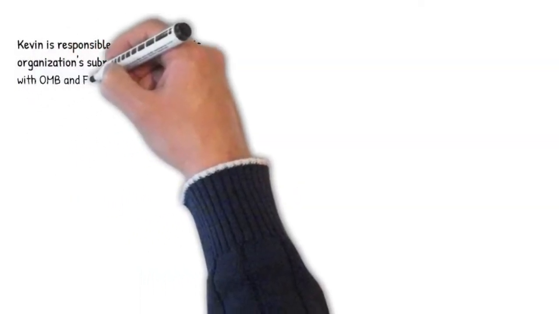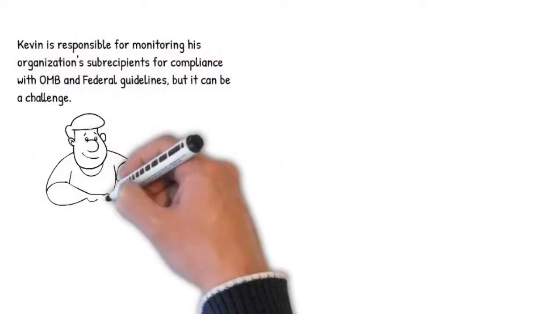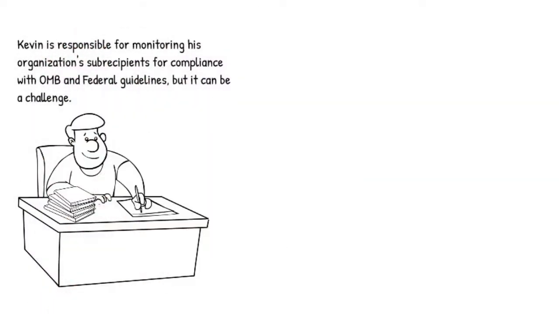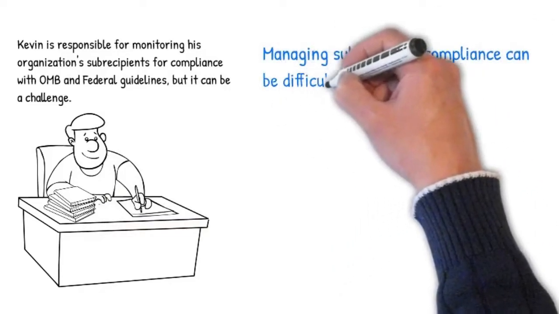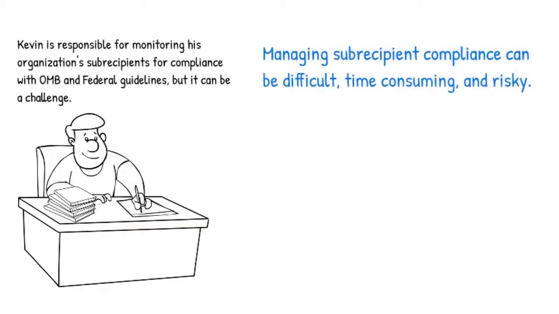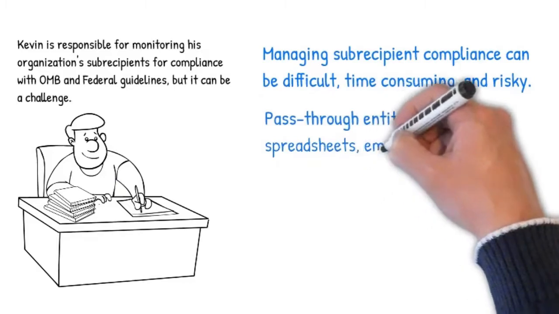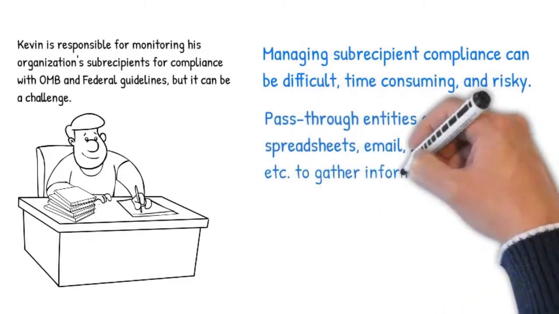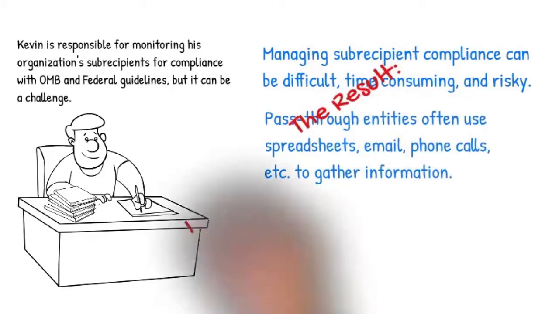OMB requirements make pass-through entities accountable for subrecipient monitoring. This proves to be difficult and time-consuming. Failure to maintain compliance can put federal grant funds at risk. Information is typically maintained in disparate spreadsheets and other documents and does not provide a consolidated view across the PTE organization. This results in the Information Everywhere syndrome.